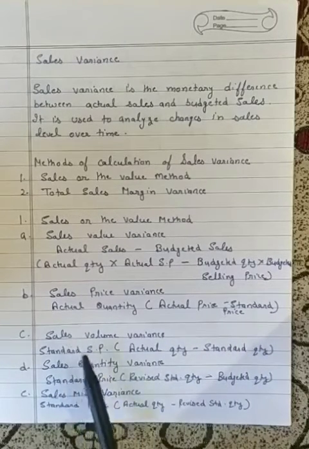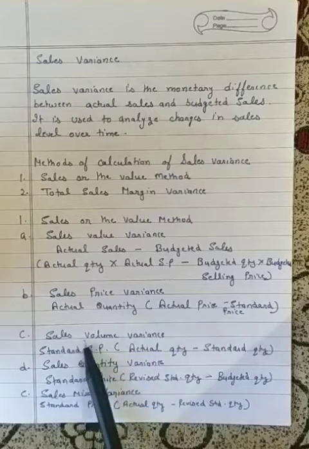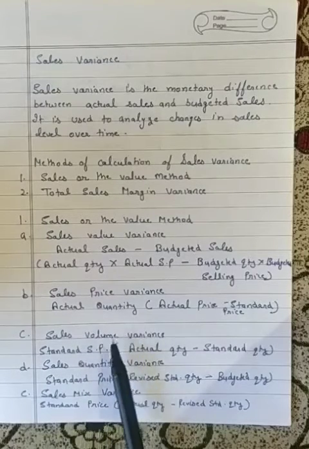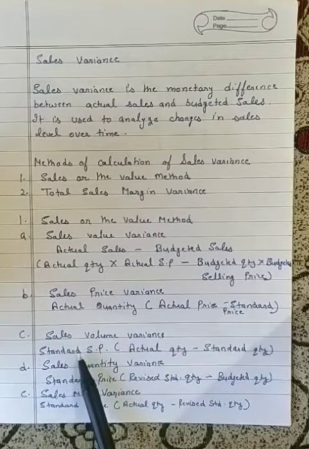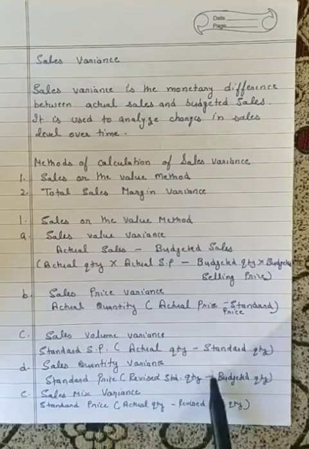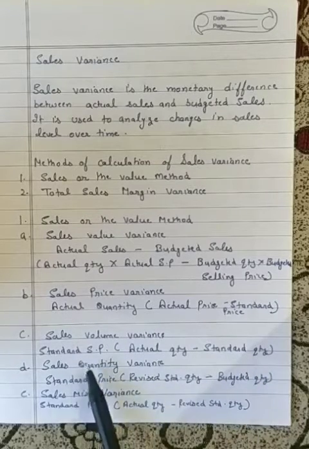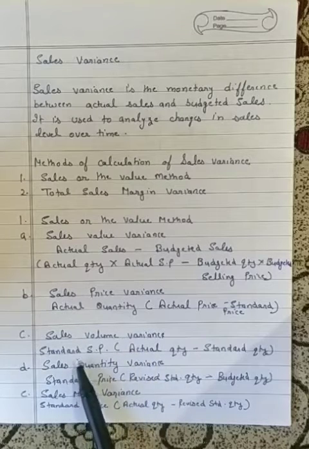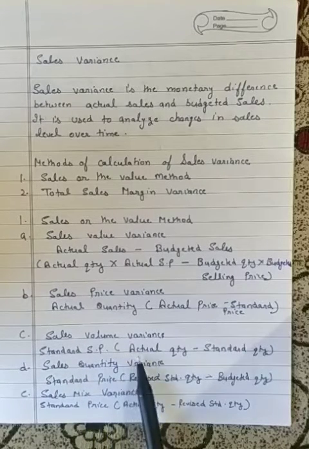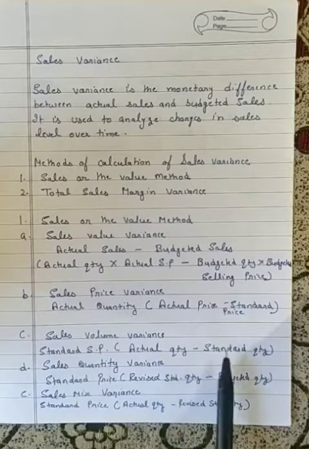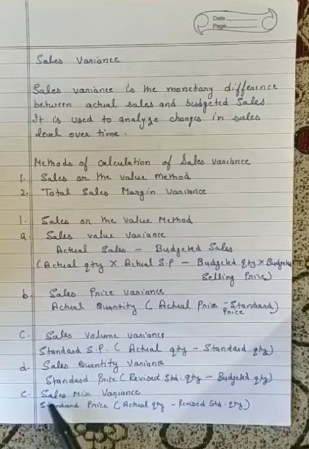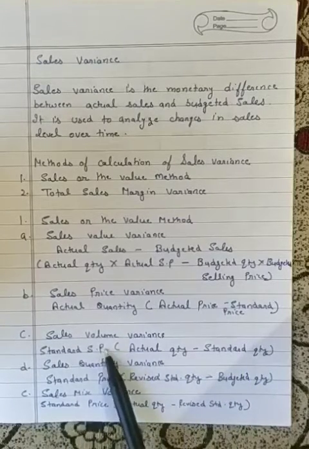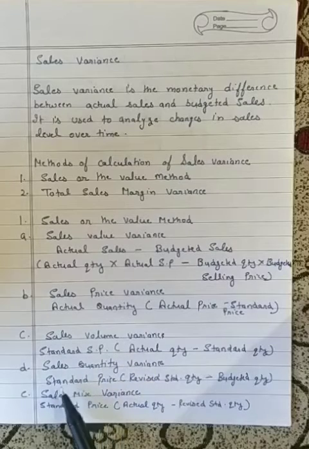Third is sales volume variance. Sales volume variance is a variance which arises because of the difference between the actual quantity and the standard quantity. So the formula to calculate the sales volume variance is standard selling price multiplied by actual quantity minus standard quantity. Now the sales volume variance can be further divided into two categories.